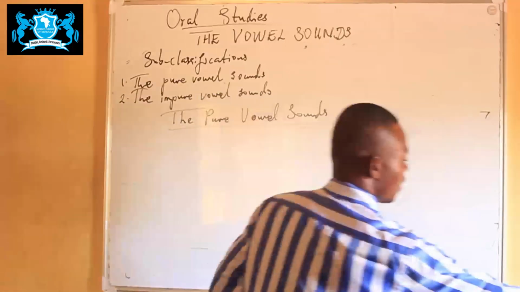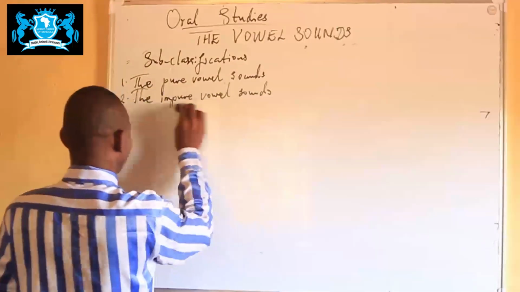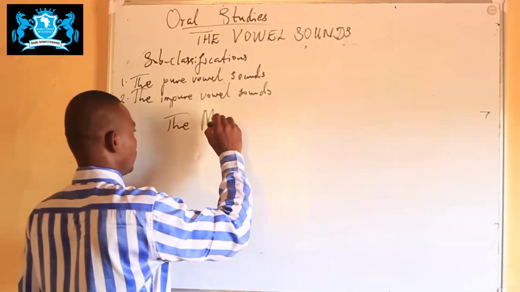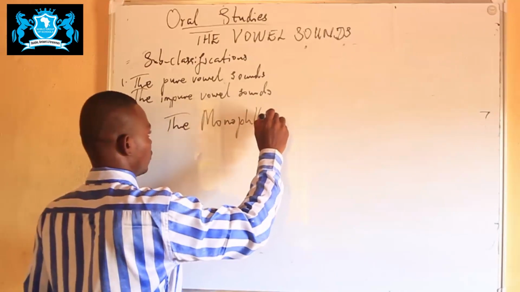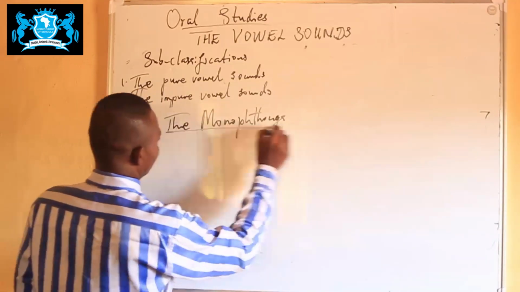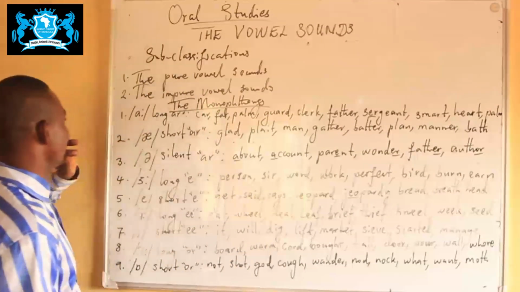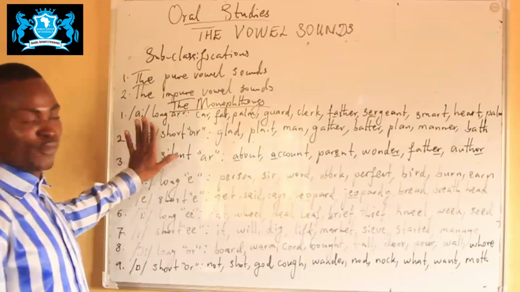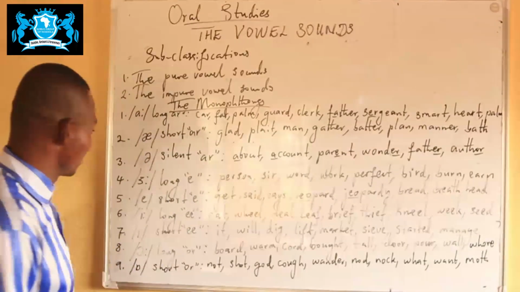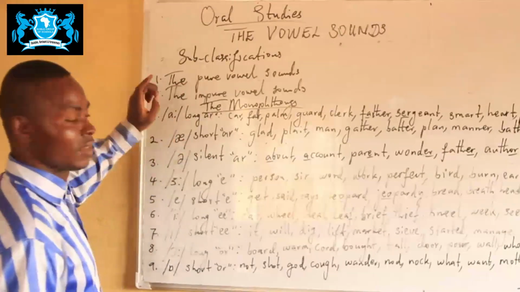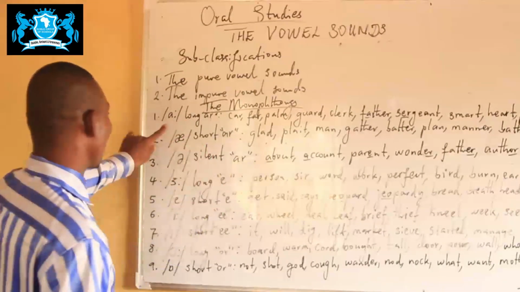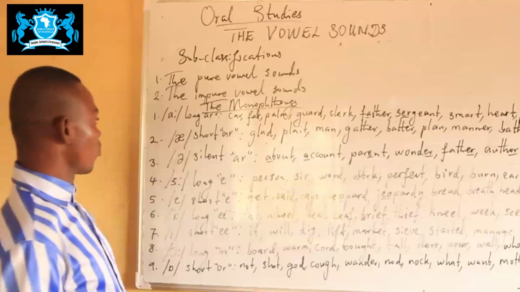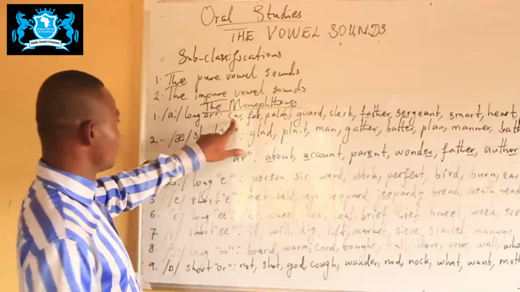So we can clean this and write the monophthongs. We shall start from the beginning to the end. The first one here is long A, because it has three dots attached to it. So we are going to take word examples of them.